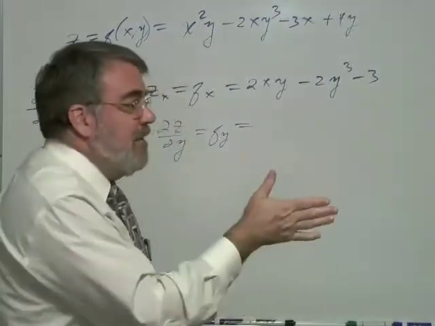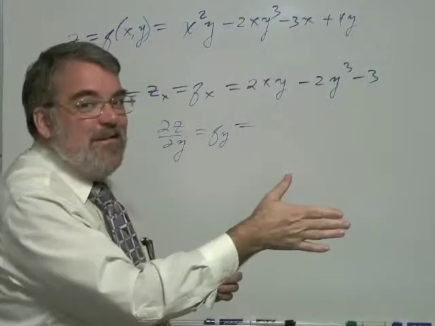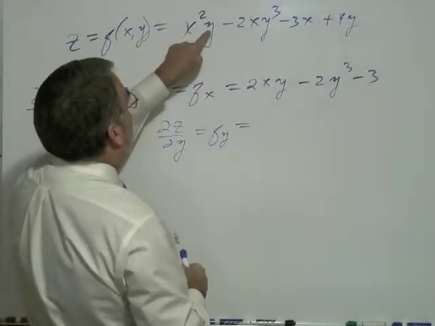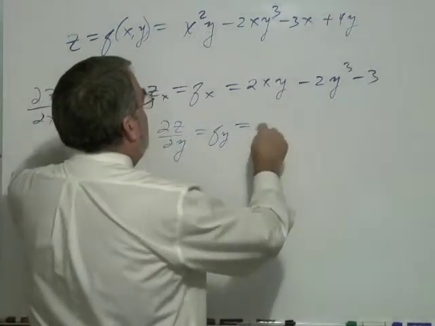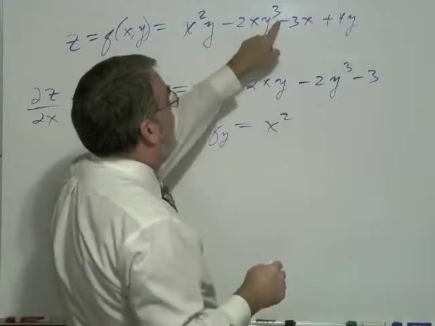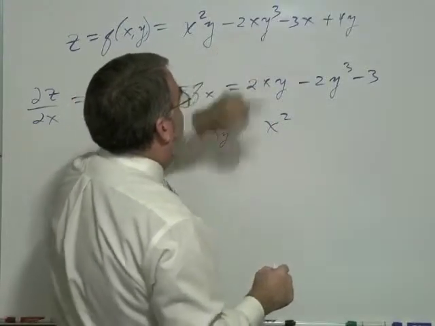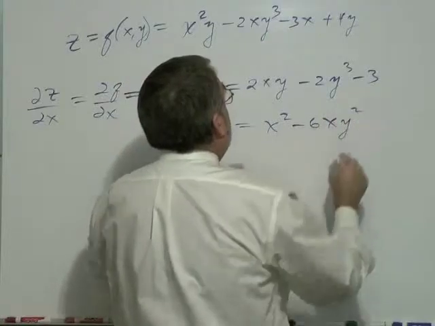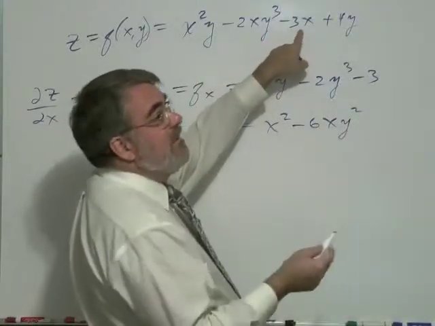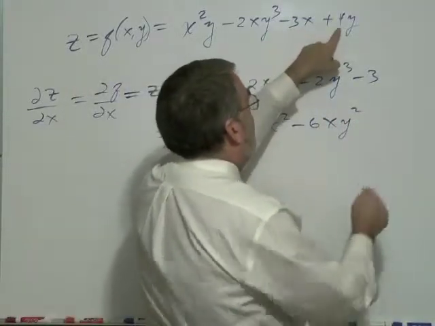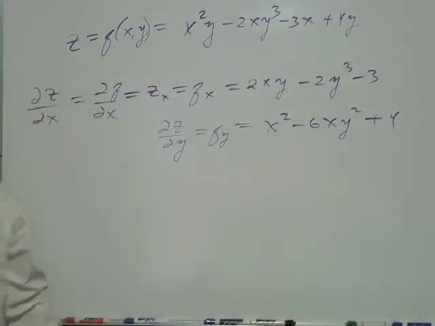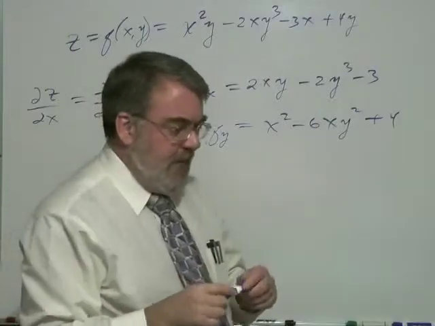Now I'm looking in the y direction, keeping x constant. So this derivative is 1 times x squared, 3y squared times minus 2x, so that's minus 6xy squared. This derivative with respect to y is going to be 0. That derivative is going to be plus 4. So that's the derivative in the y direction.